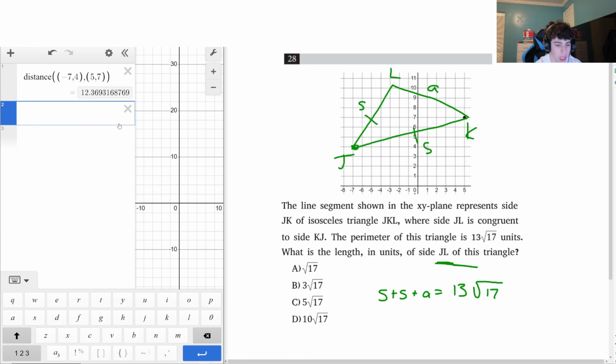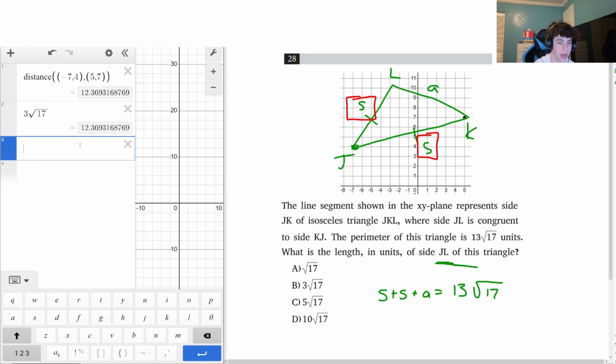And so if I just look at my answer choices, the square root of 17 is not going to be the same thing. If I do 3 times the square root of 17, that gives me the same thing, right? I literally just needed to find this side length, and then that's going to be the side length of JL, right? And then if you wanted to find KL, then you'd have to do something else, right? And so that's really all we need to do for this question.